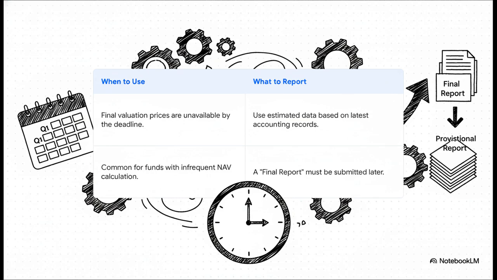This is your go-to when the submission deadline is getting close, but you just don't have the official final numbers yet. This happens a lot with funds that calculate their NAV less often, say quarterly or annually. You just submit the report with your best estimates, but, and this is important, you have to follow up with a final report once those official figures are locked down.